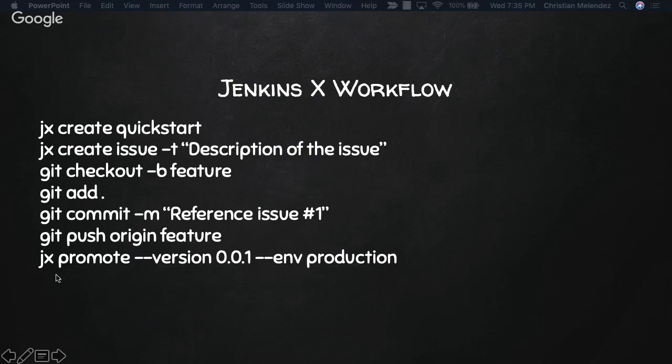For example, that will be the command jx promote, the version that you want to run, and the environment. This is a cool thing, because in case you are wondering how to do rollbacks, you just change the version here to the previous version that was stable, and it will run again. You don't have to go through the process again. That will take some time. And this is how you will reduce your MTTR when you are recovering from a failure, right?